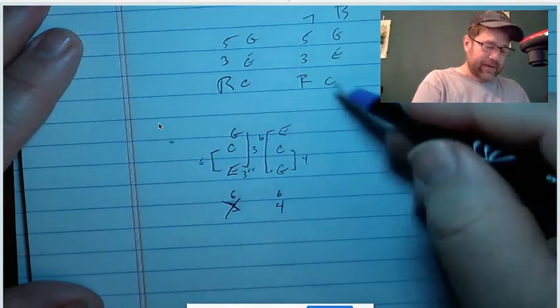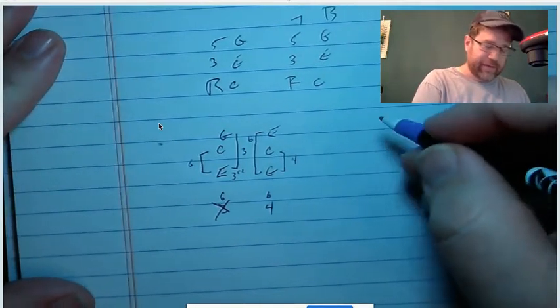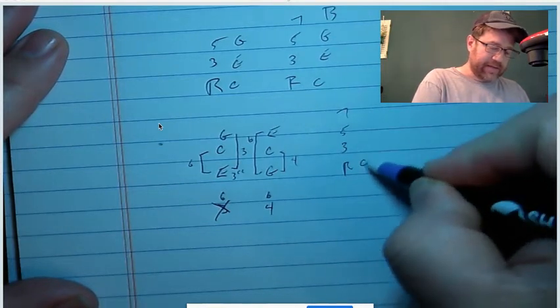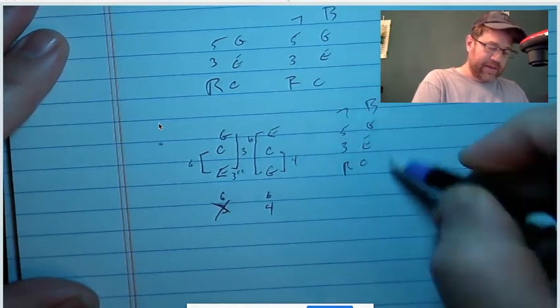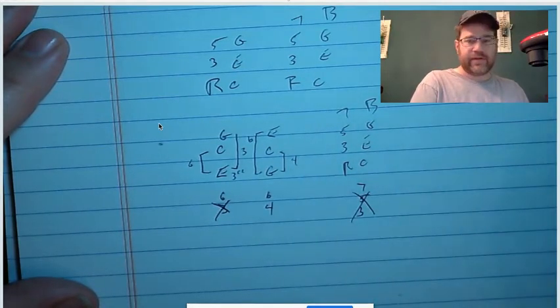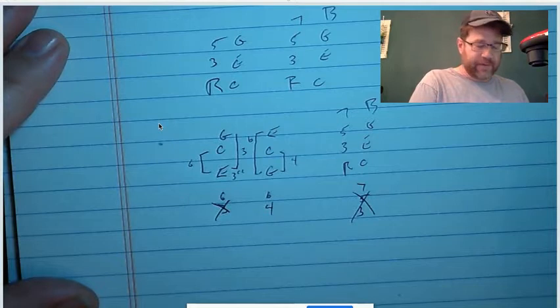Now the same thing works for seventh chords. So a root, third, fifth, and a seventh: C, E, G, B. That would mean a 7, a 5, and a 3. But for shorthand in figured bass, we would just do a 7.